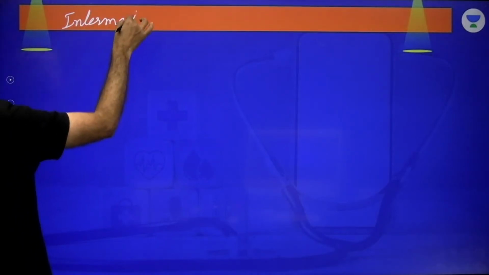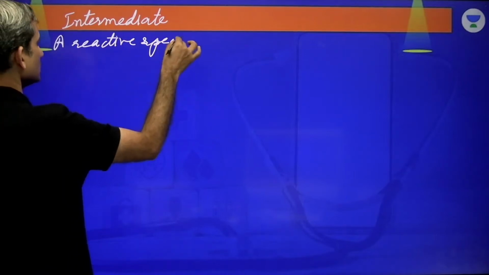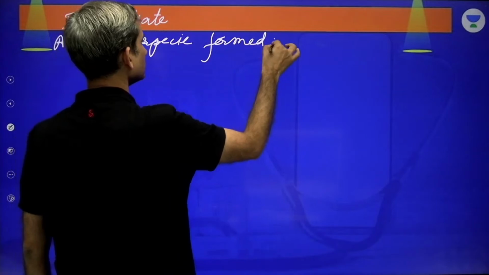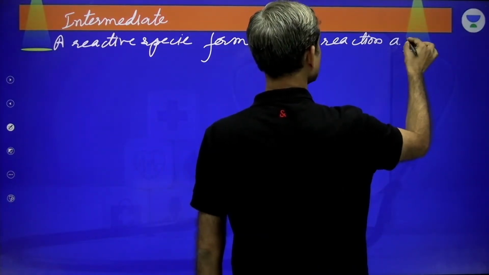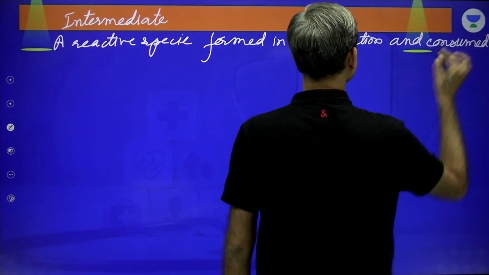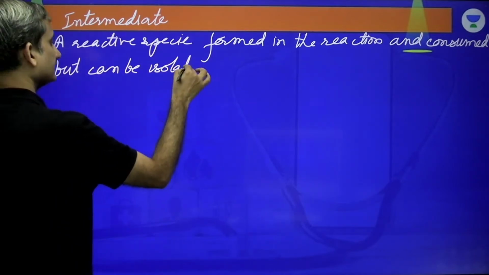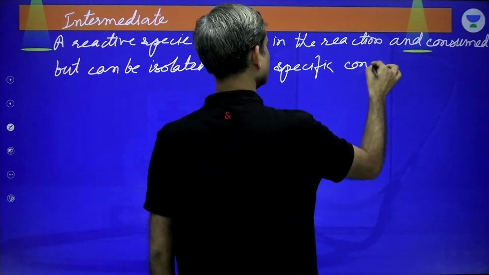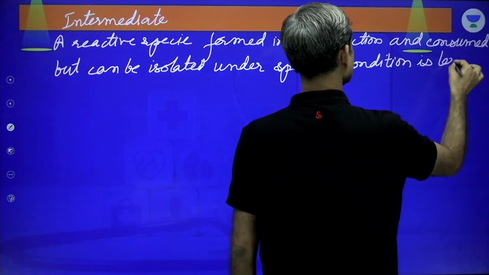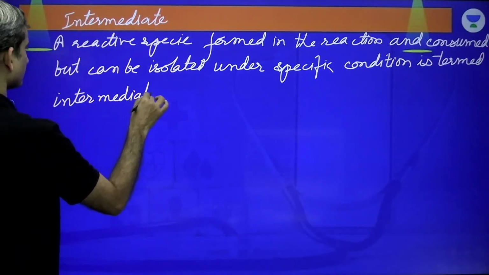So, let's write the definition of an intermediate. A reactive species formed in the reaction and consumed, but can be isolated under specific conditions is termed intermediate. Okay?